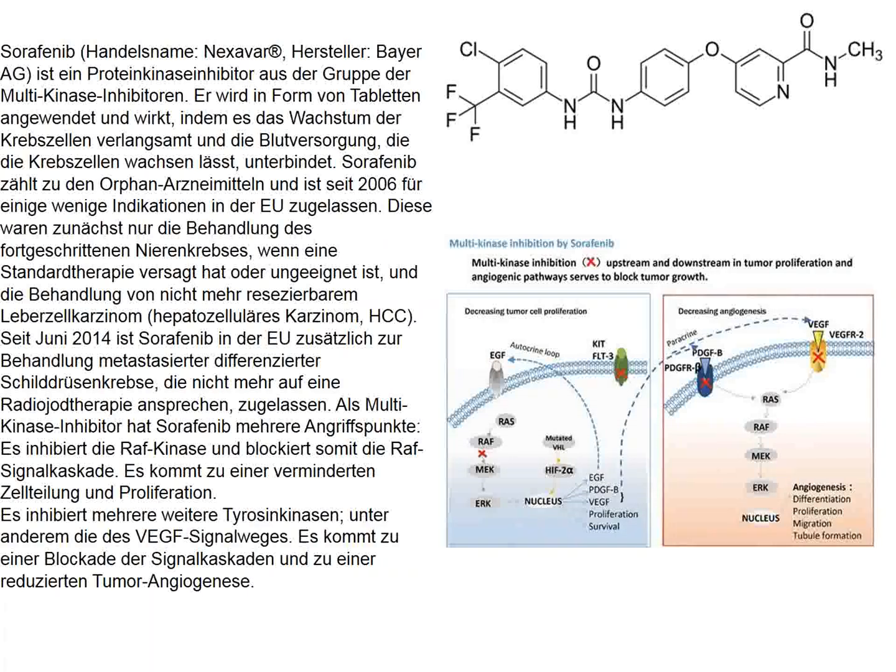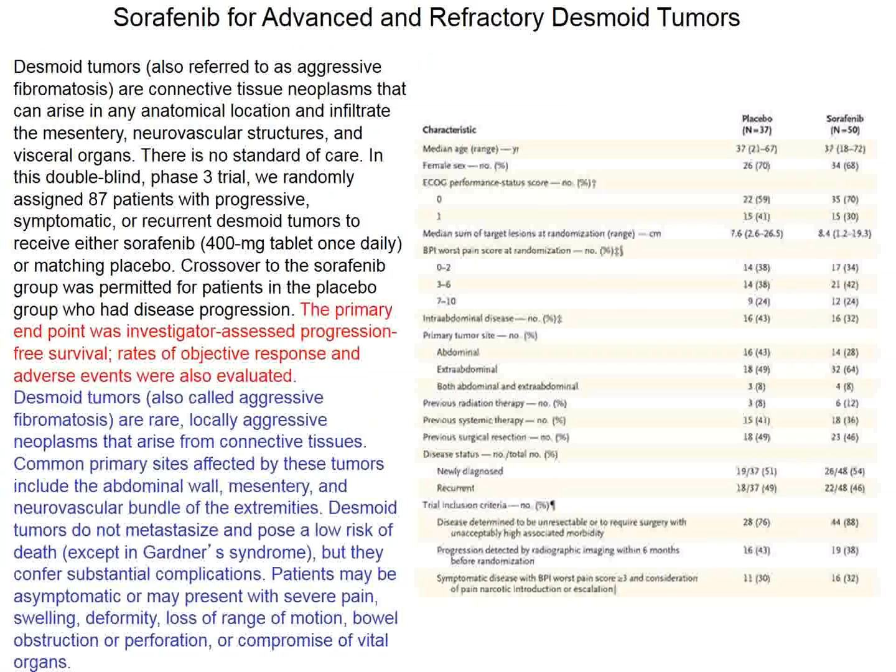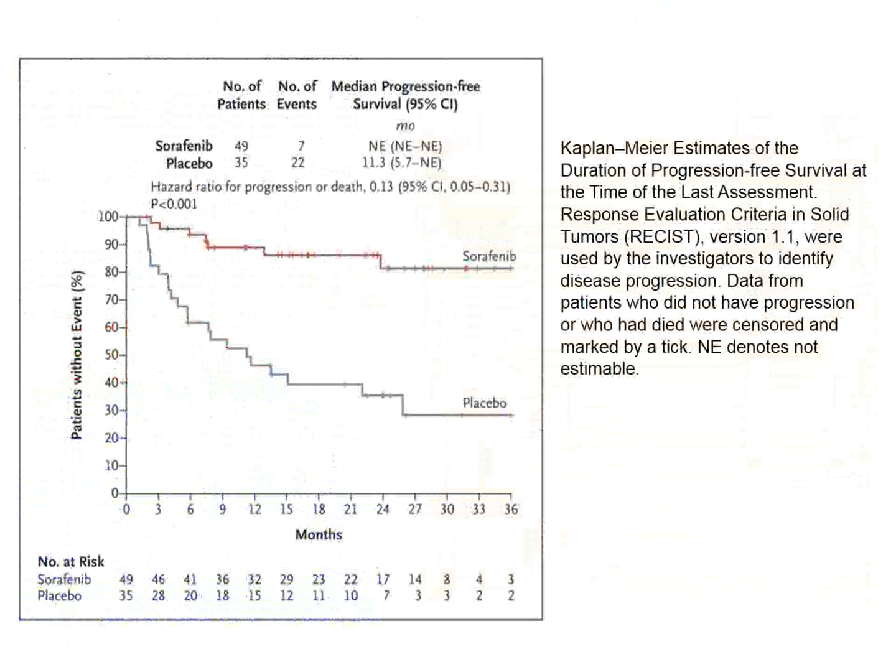c-KIT, PDGF receptors, VEGF receptors, and the structure is shown here. So patients with refractory desmoid tumors were randomized to sorafenib and compared to placebo, and the endpoint was progression-free survival. In other words, does this drug decrease the growth of desmoid tumors, also referred to as aggressive fibromatosis?